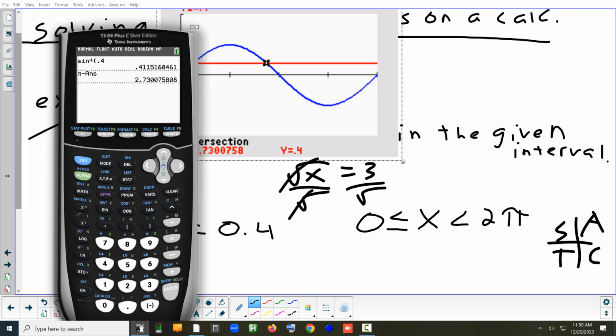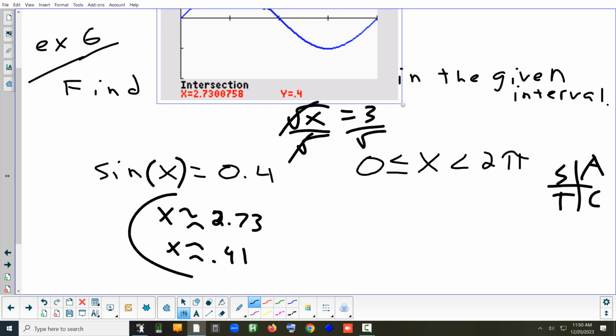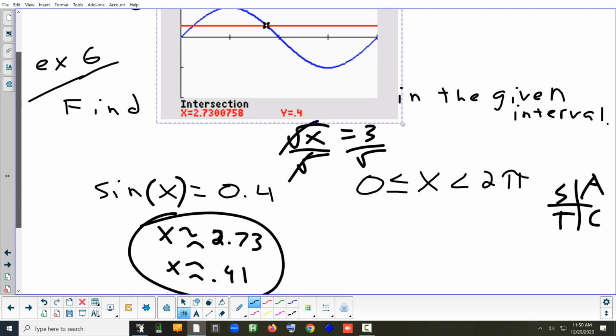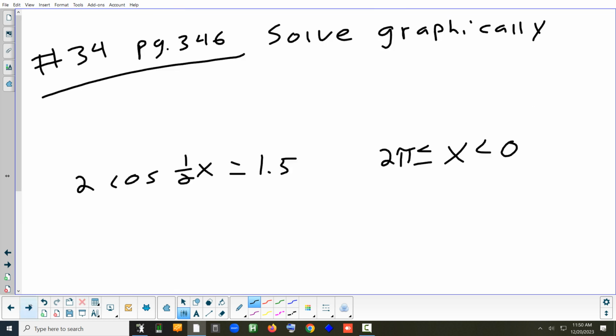So x is 2.73, and what was the other one? 0.411 or something? So that's all you need to understand how to do for these. Let's try this one.